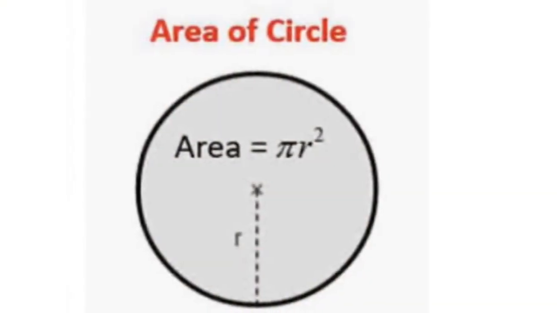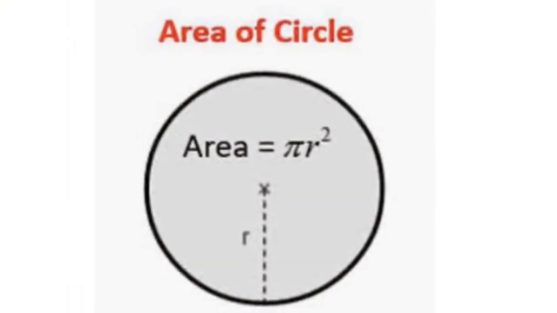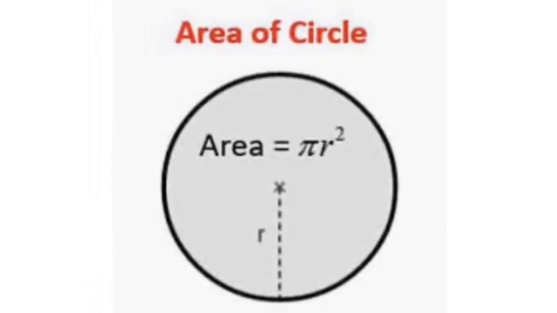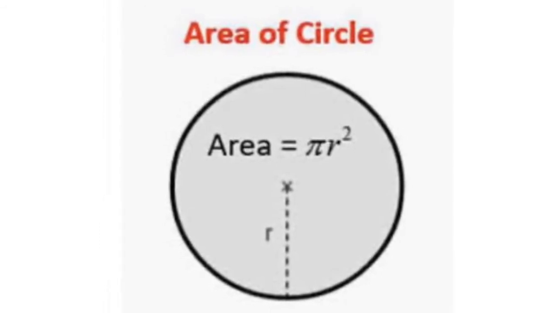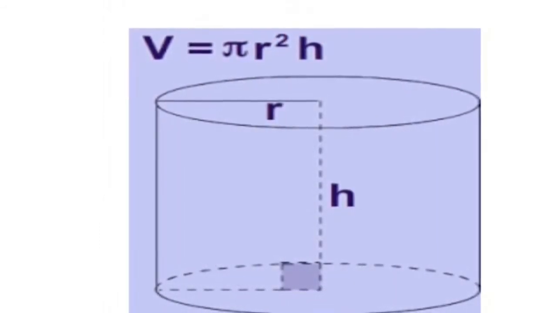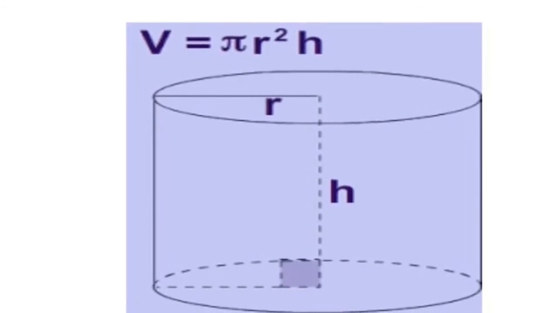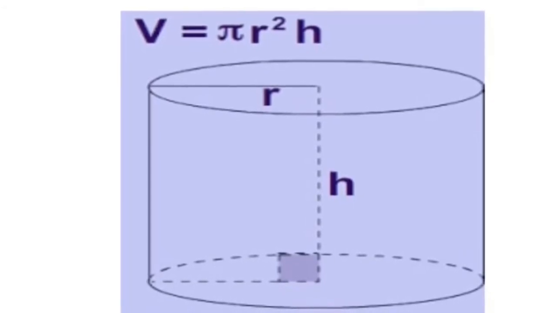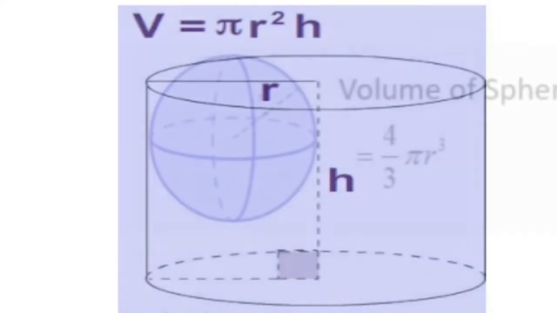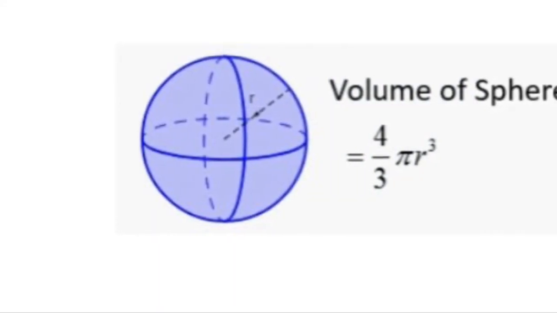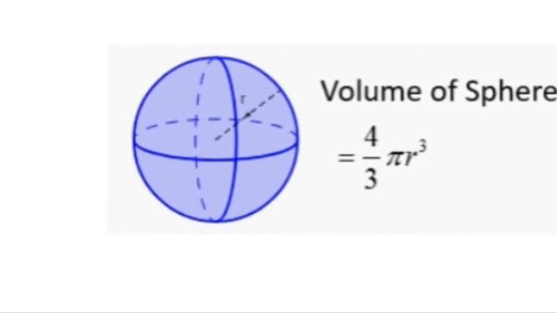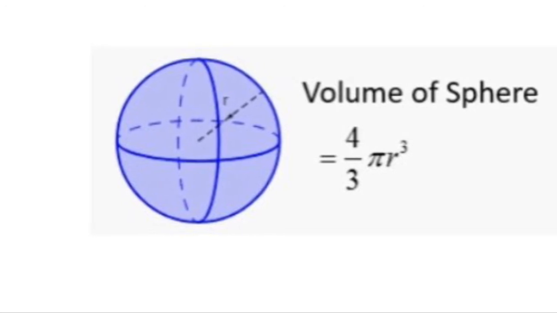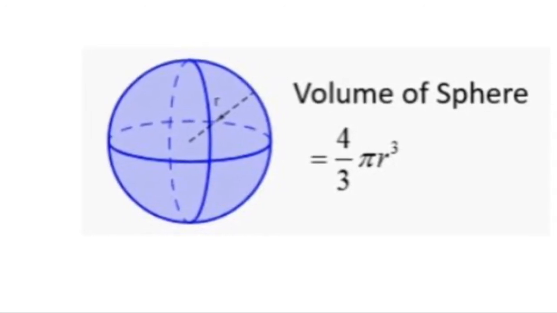When we were in our measurement unit, we learned that the area of a circle is pi r squared. And that just means pi times r times r. We also learned that when we're doing the volume of a cylinder, and I have pi r squared h, that means pi times r times r times h. And lastly, we learned that when we have a sphere, remember like a ball, and I wanted to find the volume of that, the formula is 4 divided by 3 times pi r cubed. And that means 4 divided by 3 times pi times r times r times r.